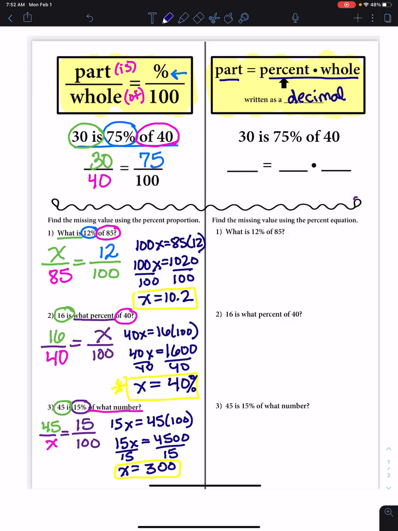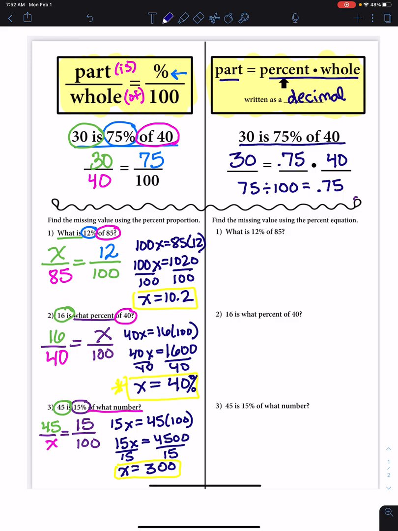Here's an example. 30 is 75% of 40, so I'm going to go ahead and fill this in. Here's my part. I know that because it's by the word is. 30 is, now for 75%, I'm going to write 0.75. If you forgot how to get rid of that percent sign, you simply divide it by 100. Of course, the shortcut is to move the decimal 2 places to the left, but that's how we got 0.75. Then we're going to multiply it times the whole, which is 40.